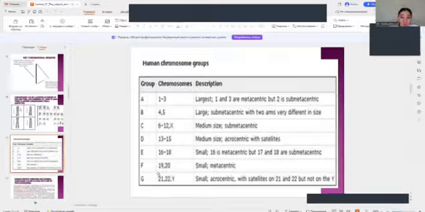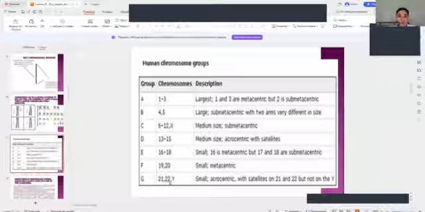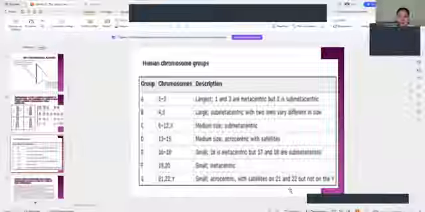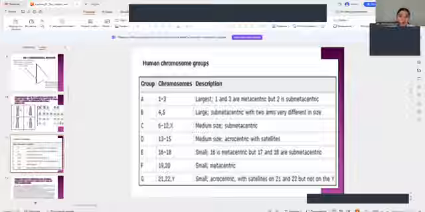The F group includes 19 and 20 pairs, which are small and metacentric. The 21st, 22nd, and Y chromosomes are small, acrocentric, with satellites on the 21st and 22nd chromosomes, but not on the Y chromosome.